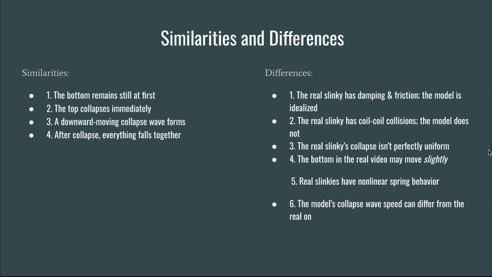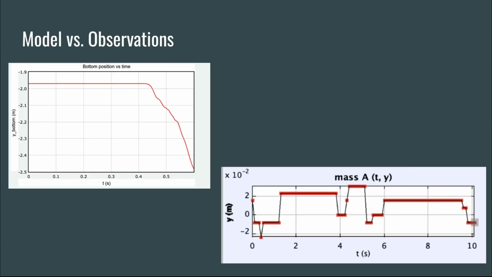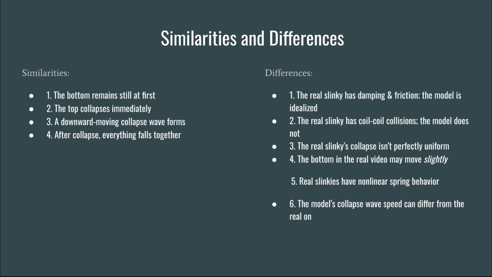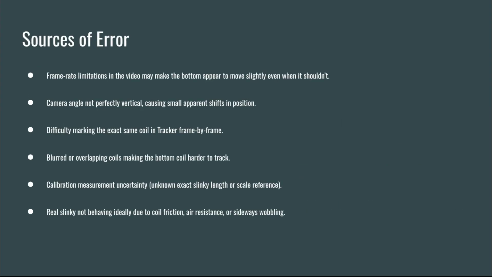The differences were that the real slinky has damping and friction, whereas the model is ideal. The real slinky has collisions between the coils, while the model does not. The real slinky's collapse isn't perfectly uniform. The bottom in the real video likely moves slightly, which we can see here in the variations in the y-axis. Real slinkies have nonlinear spring behavior, and the model's collapse wave speed can differ from the real one.